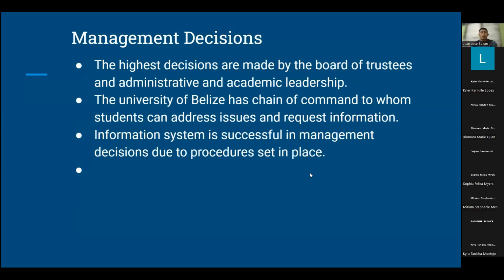Management decisions. The highest decisions are made by the Board of Trustees and the administrative and academic leadership. The University of Belize has a chain of command to whom students can address issues and request information. Information system is successful in management decisions due to procedures set in place.